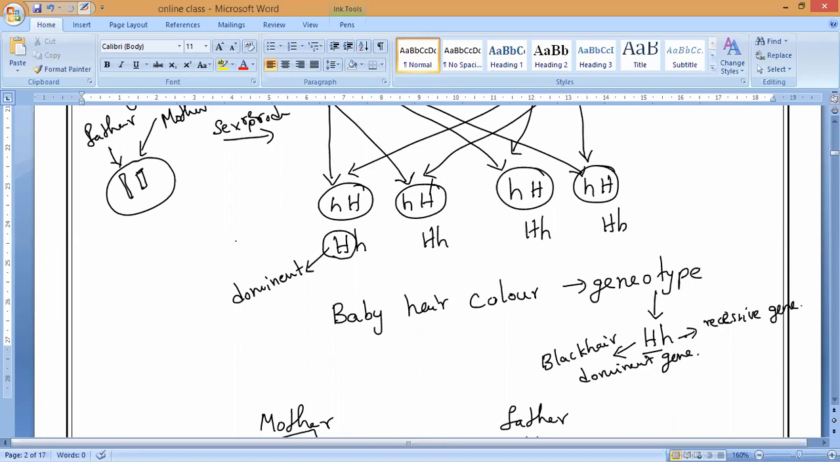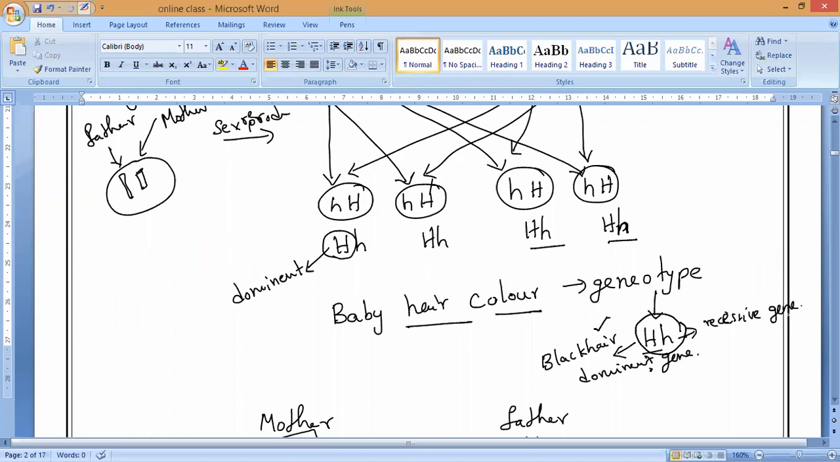Let me take the F1 generation. All will get capital H and small h, capital H and small h, capital H and small h, and capital H and small h. So if you notice here, this is the baby's hair color. The genotype in the baby is capital H and small h. Capital H is the dominant gene which causes the black hair, and small h is the recessive gene which does not show its character.